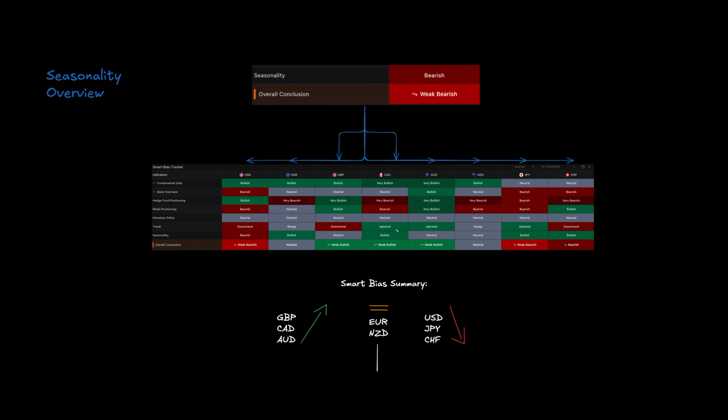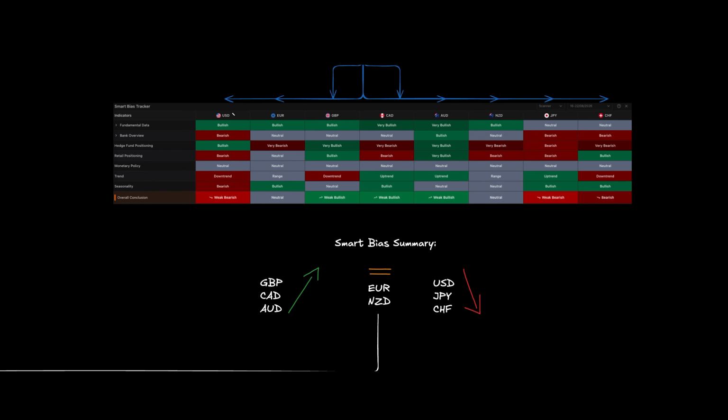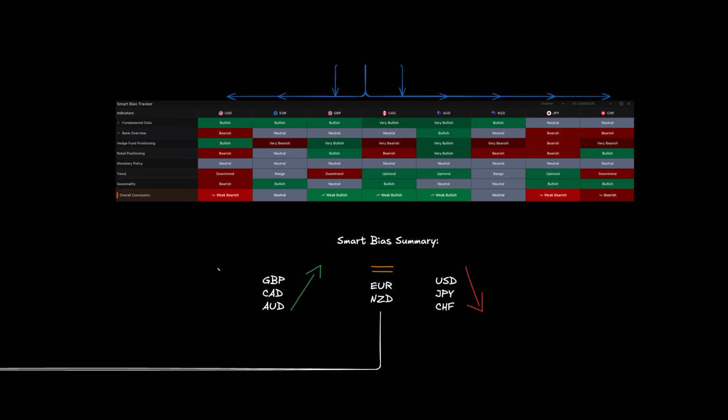This is now the complete smart bias for every currency. So you have the one on the US dollar for this week, okay, this new trading week, starting on the 16th of August. It's weak bearish for the US dollar, neutral for the euro, weak bullish for the GBP, the Canadian dollar and the Australian dollar, neutral for the New Zealand dollar, weak bearish for the Japanese yen, and bearish for the CHF.